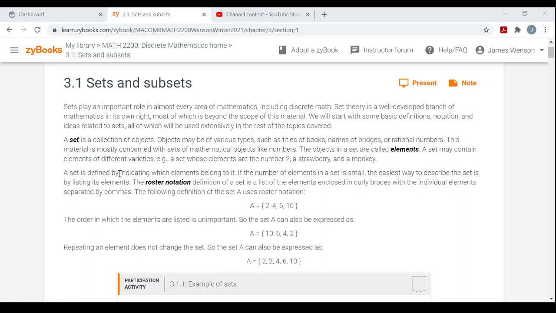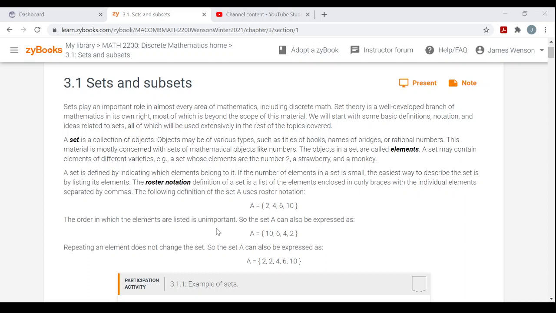A set is defined by indicating which elements belong to it. If the number of elements in a set is small, like if it's only got 4, 5, 6 elements, the easiest way to describe the set is by just listing those elements. This is called roster notation. The roster notation definition of a set is a list of the elements enclosed in curly braces with the individual elements separated by commas. So the following definition of a set uses roster notation.